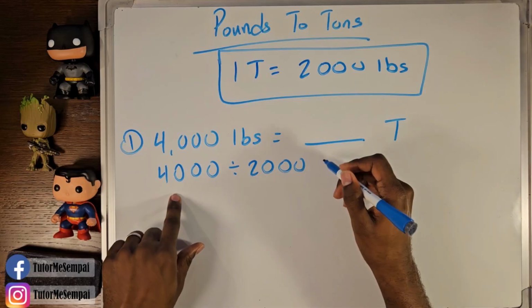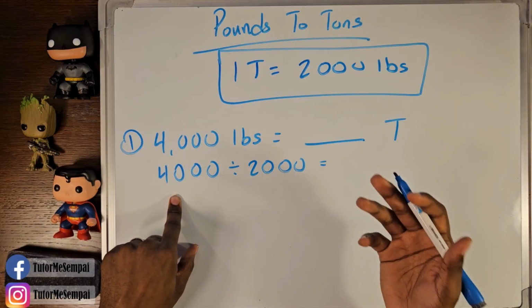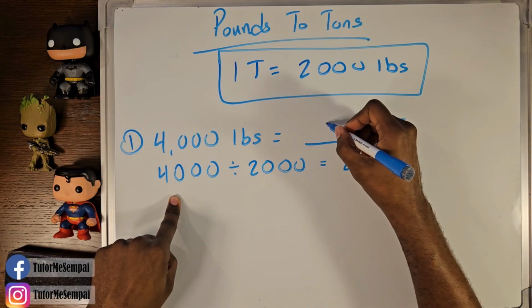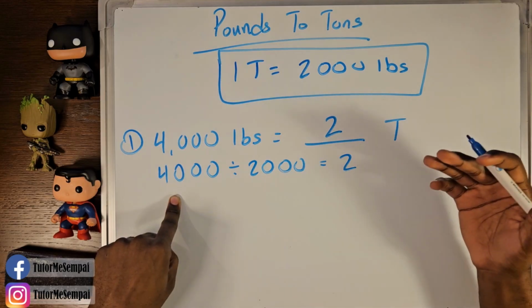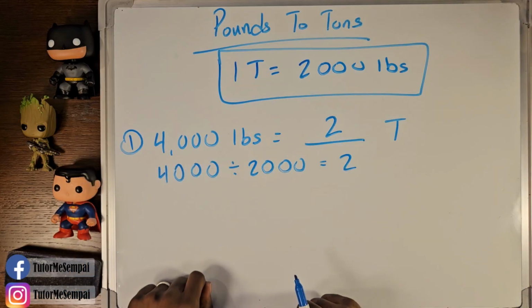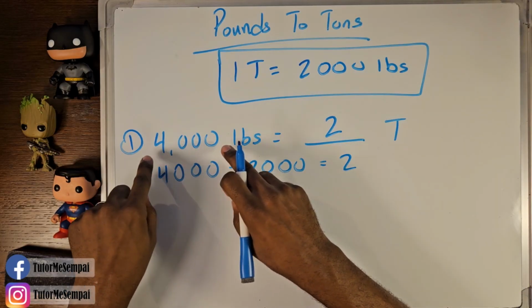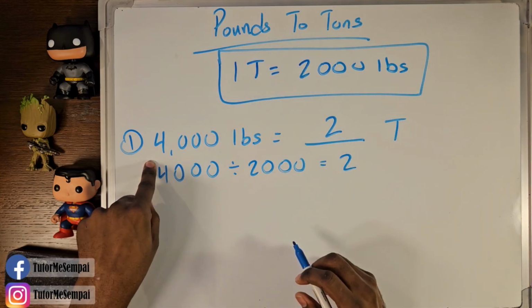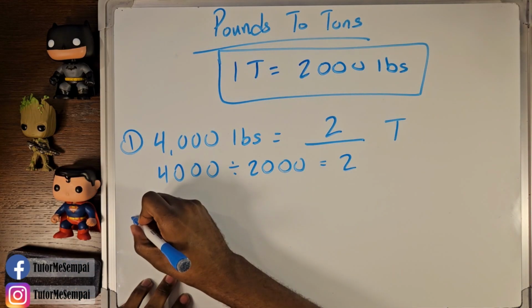Now, this may be pretty obvious, but the steps are all going to be the same. Once you do the division, you see it's just going to be 2, which means we have 2 tons when we have 4,000 pounds. You're dividing your total number of pounds you have here by the 2,000 pounds in your basic unit conversion. Let's look at a slightly more complicated one.